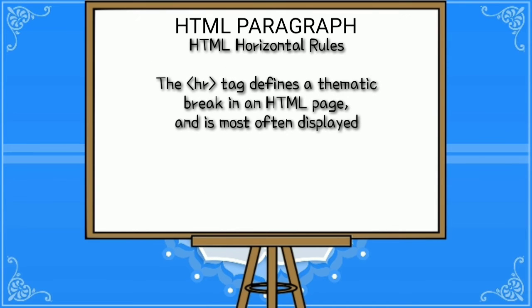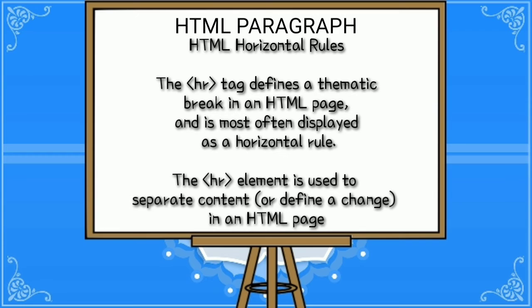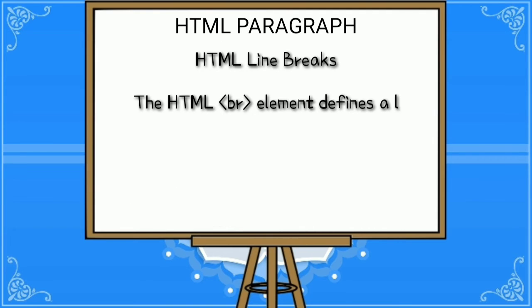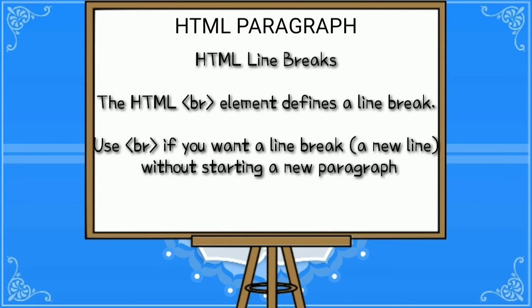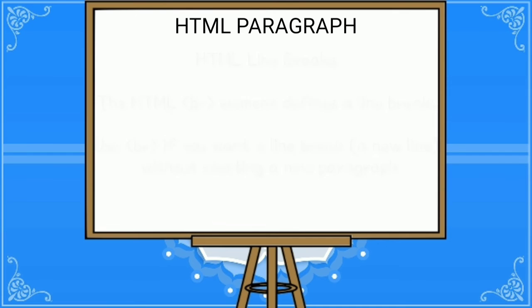HTML horizontal rules. The hr tag defines a thematic break in an HTML page and is most often displayed as a horizontal rule. The hr element is used to separate content or define a change within an HTML page. HTML line break. The HTML br element defines a line break. Use br if you want a line break or a new line without starting a new paragraph.